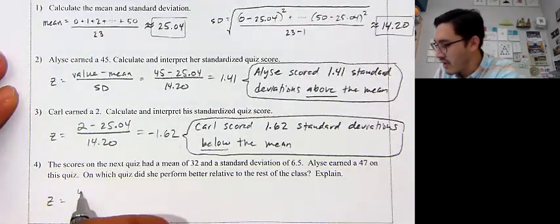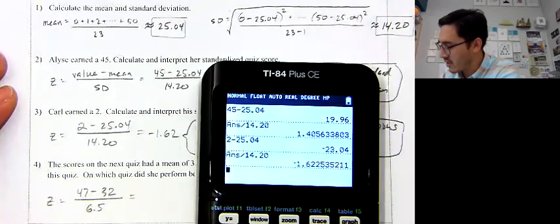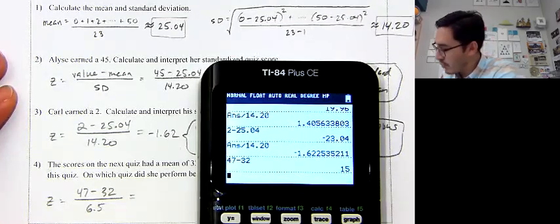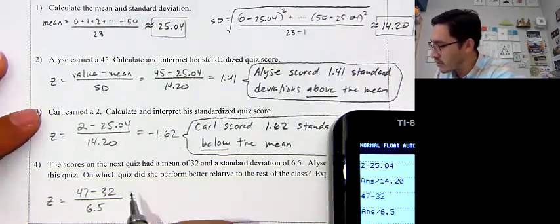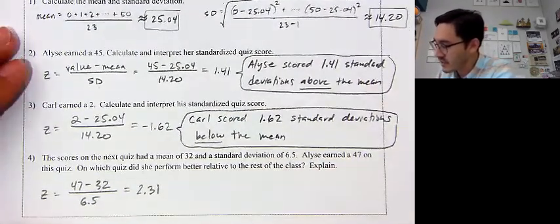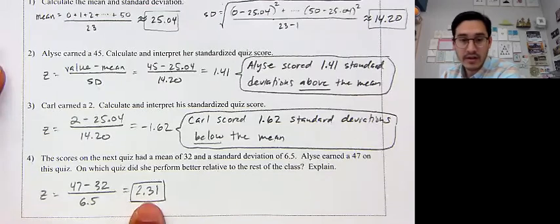Okay, so her data value is 47. The mean on this quiz was 32, and the standard deviation was 6.5. Okay, so 47 minus 32. Okay, so she scored 15 points above the mean. But in terms of standard deviations, she was about 2.31 standard deviations above the mean. Okay. So on the second quiz, right, she was more than 2 standard deviations above the mean.